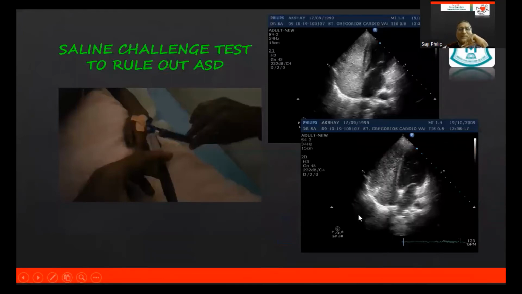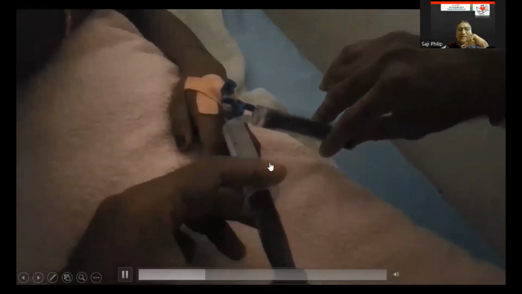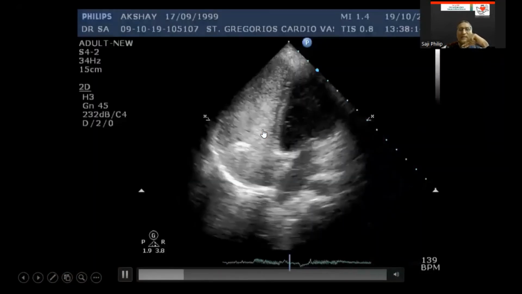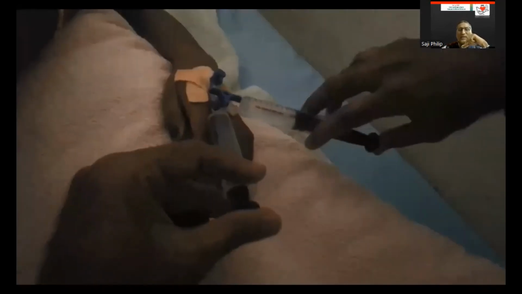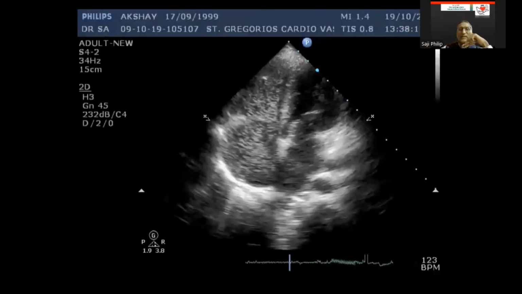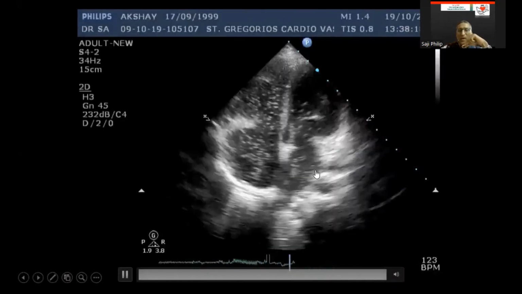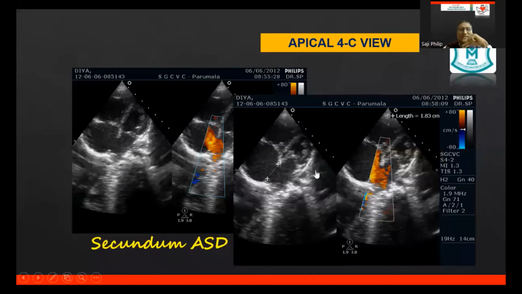And if you still have a doubt, you may take two 10 cc syringes, one syringe with saline and one empty with air, and mix it thoroughly, mix it properly, and then you can see the wonderful contrast study. You can see the air bubbles coming through the hole, and it is nothing but an SVC ASD. And that is a very important thing to measure.